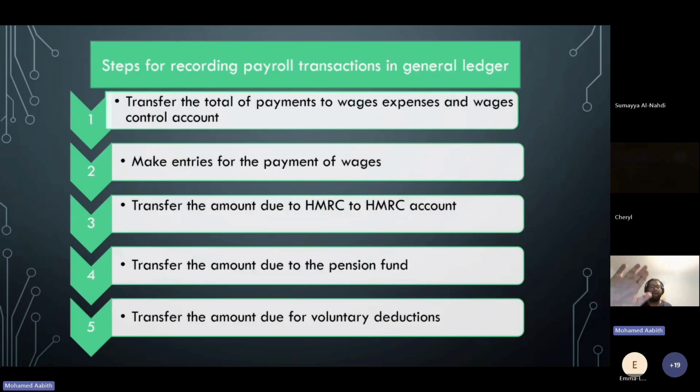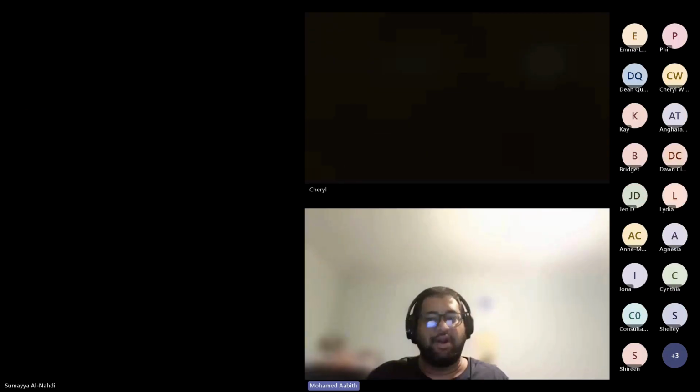So here are the steps for recording payroll transactions. Transfer the total payment, wages expense, to the wages control account. Make entries for the payment of wages, that is the bank account. Transfer the amount due for HMRC to the HMRC account, transfer any pension amount to the pension fund, and finally any other voluntary deduction like a union fee, childcare vouchers, and any other things, we will do it that way. And that is the end of it.